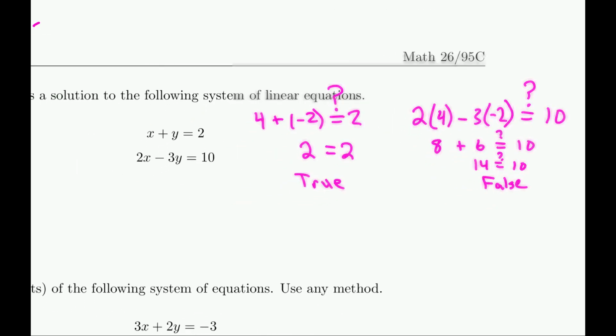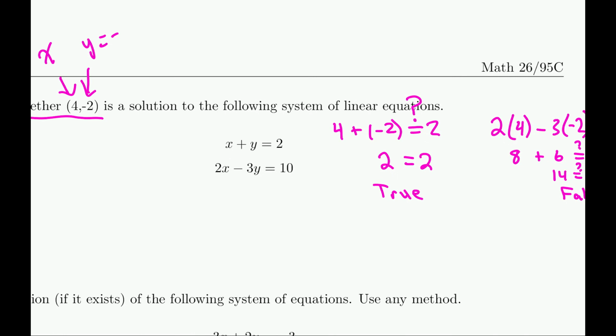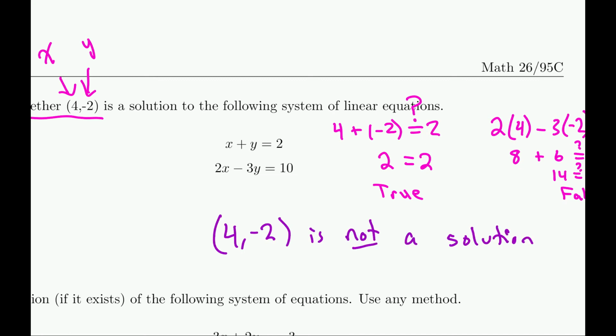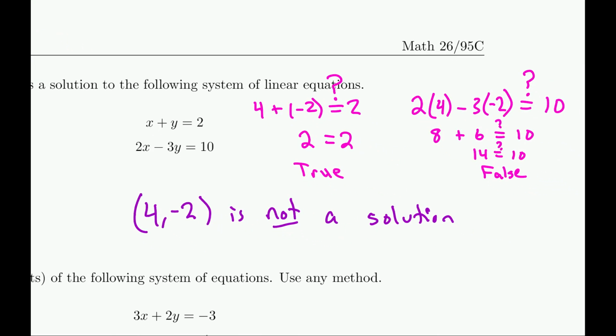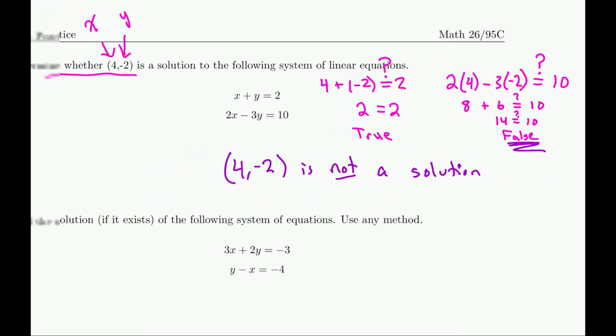So what that's telling you is that this 4 comma -2 was a solution to this top equation, but it is not a solution to this bottom equation. So overall, it's not a solution, right? So we just say 4 comma -2 is not a solution, because the second equation is not satisfied. This one was false. Okay, so that's just checking if something is a solution.